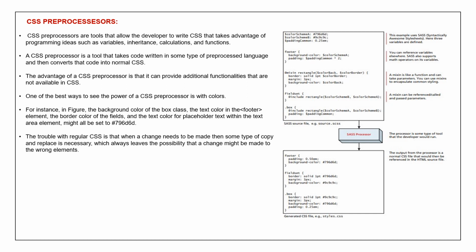The figure describes the background color of the box class, the text color of the footer element, etc. This example uses Sass, that is, Syntactically Awesome Style Sheets. Here 3 variables are defined. Then the preprocessor is some type of tool that the developer would run, and then the output is displayed over here.